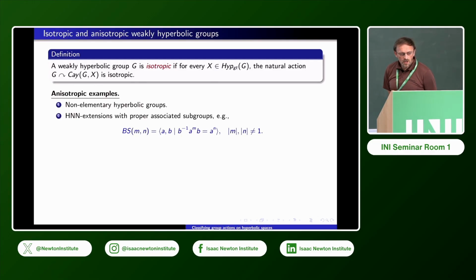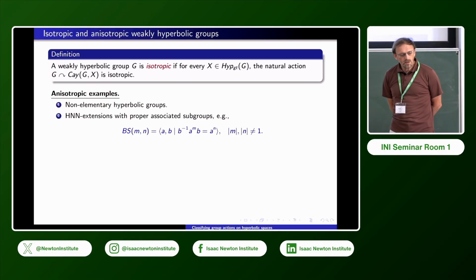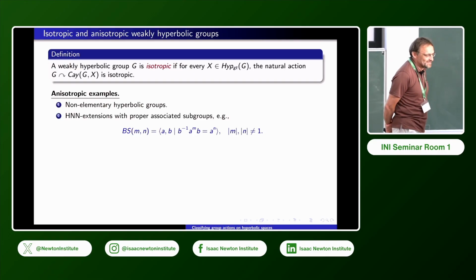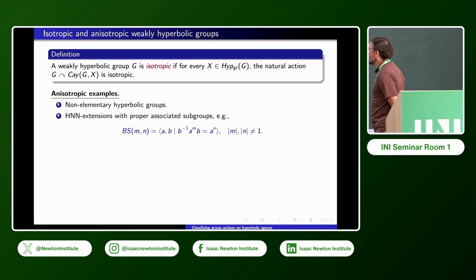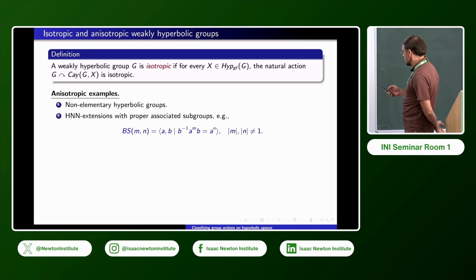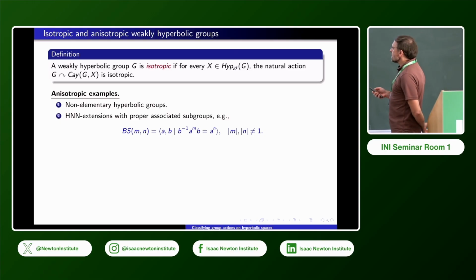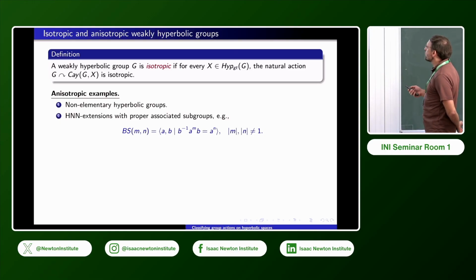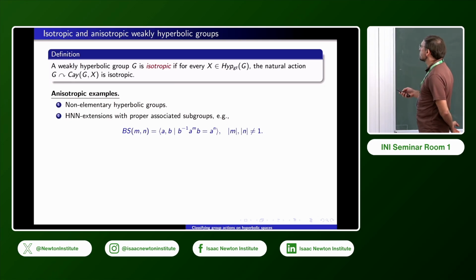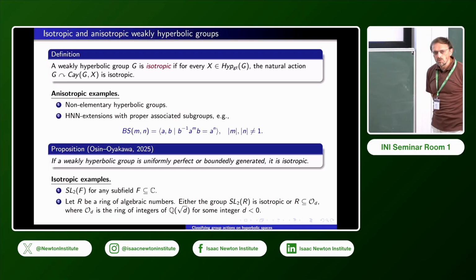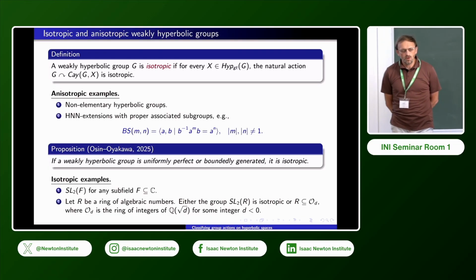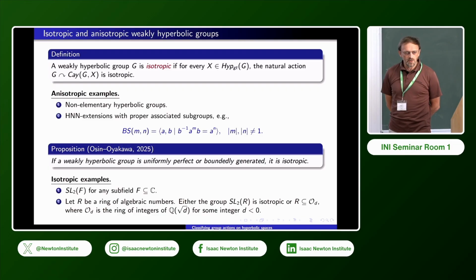And we say that our group is anisotropic if it's not isotropic. And here are some examples of anisotropic groups. For example, all non-elementary hyperbolic groups are anisotropic. HNN extensions with proper associated subgroups, for example, these Baumslag-Solitar groups, are always anisotropic.